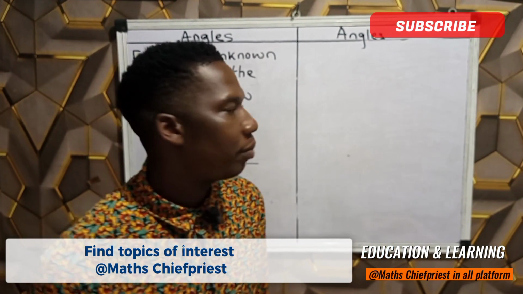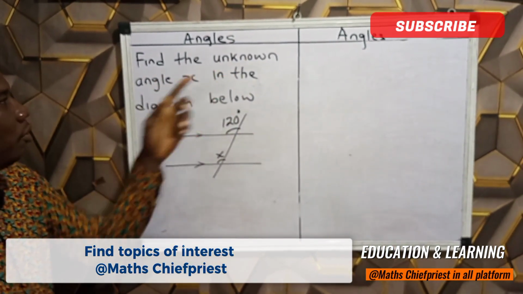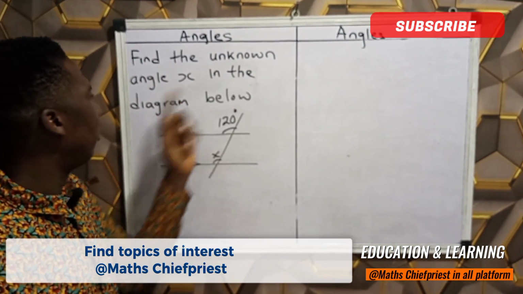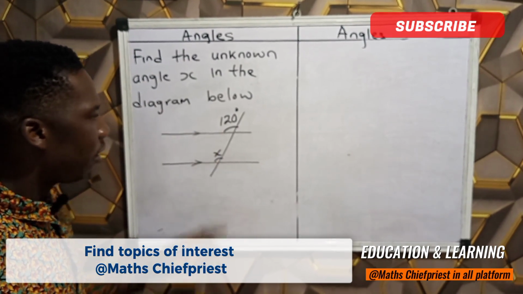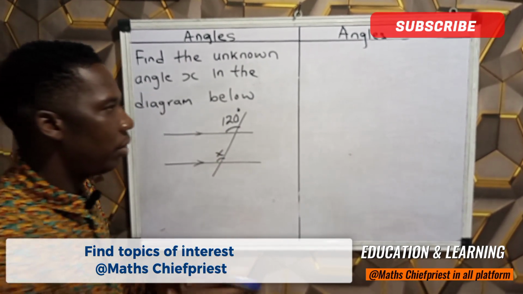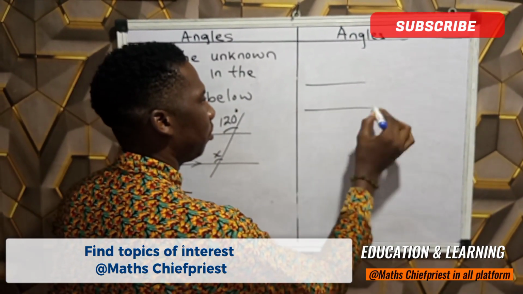So let's solve. Find the unknown angle x in the diagram below. If you watch this, I'm going to show you this. Pay attention.